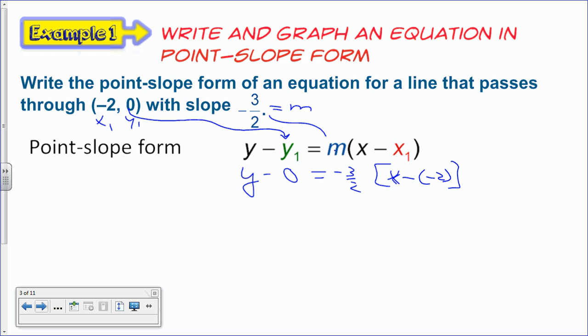Okay, so now we need to go ahead and simplify this. Now, do I need to bring my 0 down? No, it doesn't have value, does it? So just bring my y down, equals -3/2, parentheses, x plus 2. And I'm done. Okay, so that's point slope form.